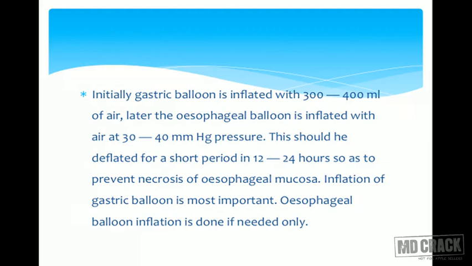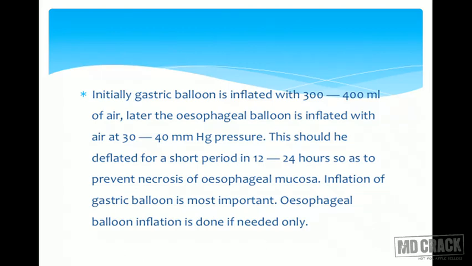So we'll see what is the method of balloon tamponade. First, the gastric balloon is inflated with 300 ml of air. So air is very important. It is not filled with liquid because in case the balloon ruptures, the liquid should not be aspirated. Later, the esophageal balloon is inflated with air at 30 to 40 millimeters of pressure.